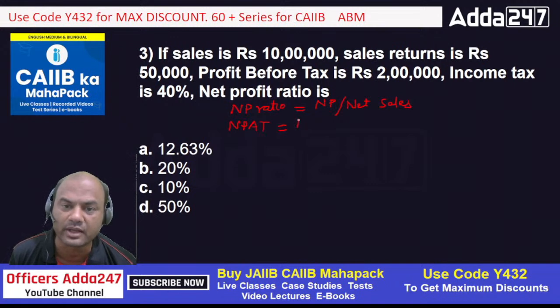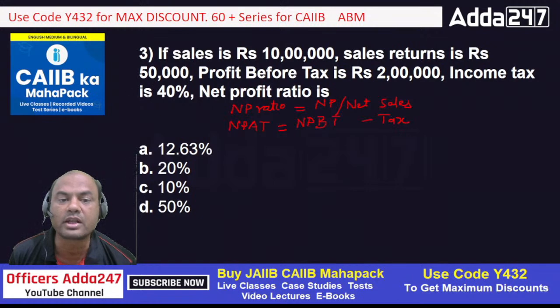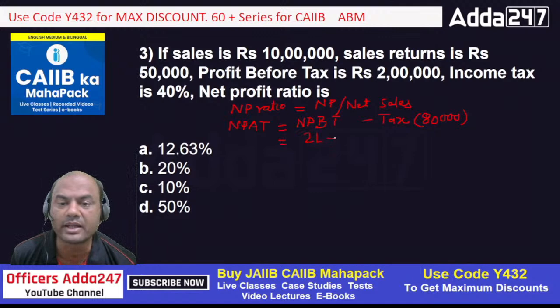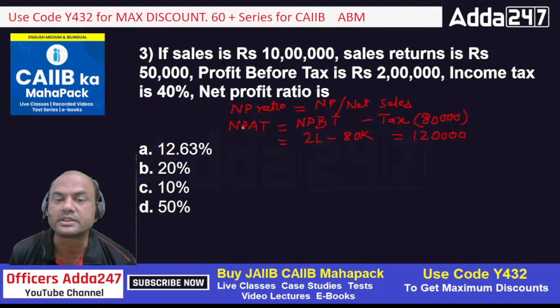NPBT, I'll call it, means this 2 lakh, minus tax. So what is the tax figure? 40% of 2 lakh. What is 40% of 2 lakh? It is 80,000. So now what is my NPAT then? 2 lakh minus 80k. What is the answer? 1,20,000. This is my NPAT.